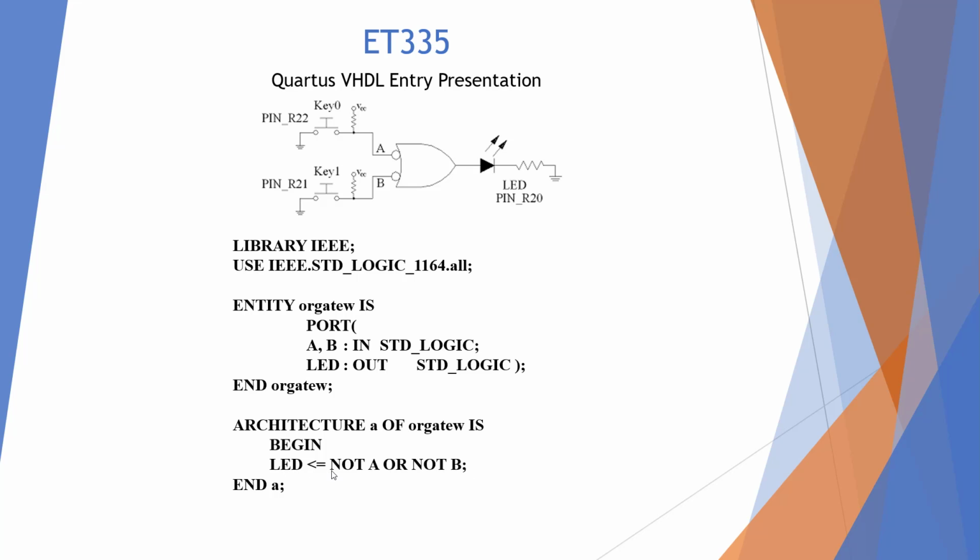So we have LED, and this is our symbol for equals. Not A is an inverted A. OR is our OR gate, not B. So we can't put in pluses and multiplication and other things. It needs to be text, just like I show here.